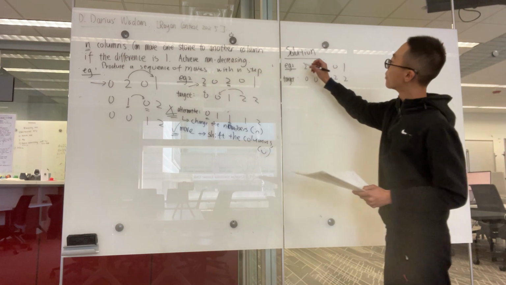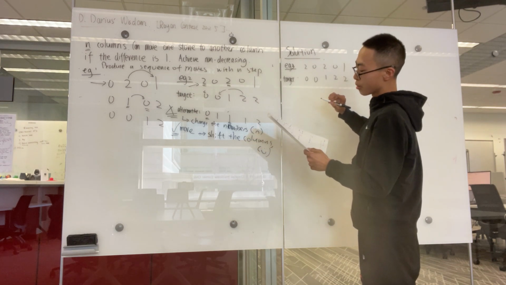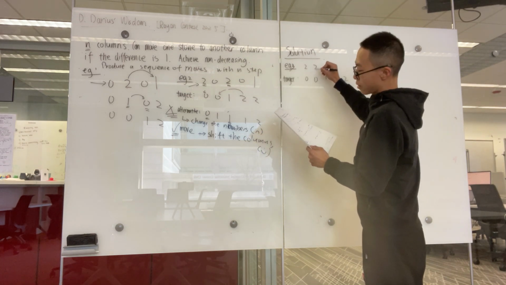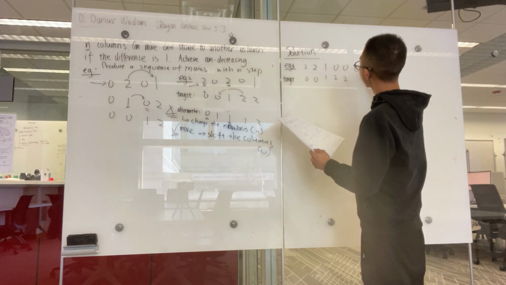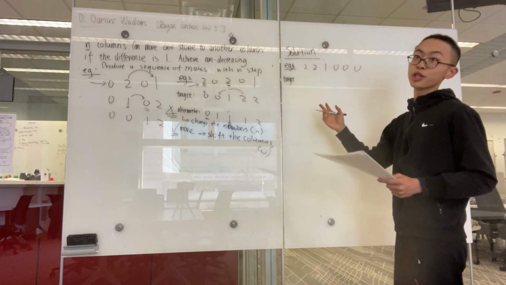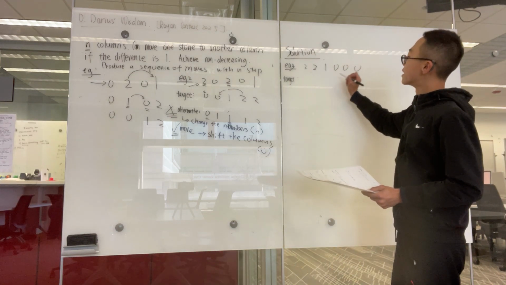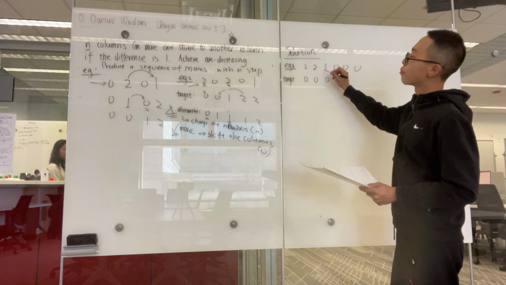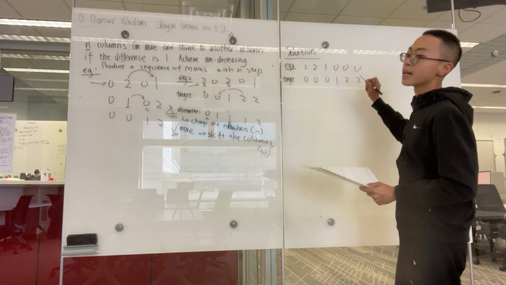How about let's give a more complex example. 2, 0, 2, 2, 1, 0, 0, 0. Now, what is the target distribution we want to achieve? Isn't it the zeros in the front? So 3 zeros in the front, 1 single 1 in the middle, and 2 2's in the end.